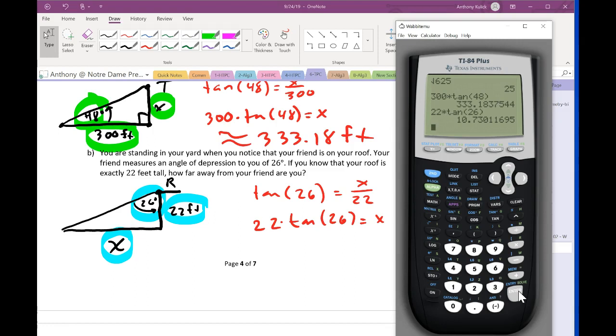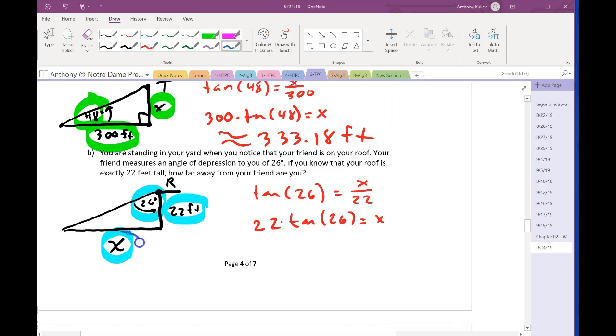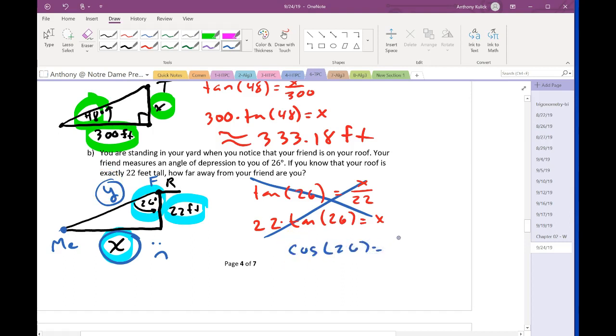Oh, but that's not really what I'm looking for. How far my friend is away from me is not this side. Oh no, it's this side, right? That's the actual distance from us. Me to my friend is that side, so I don't want tangent of 26. What side am I looking for? I'm looking for this side. I know adjacent, and that's the hypotenuse, so I want to use cosine of 26. Oh no!